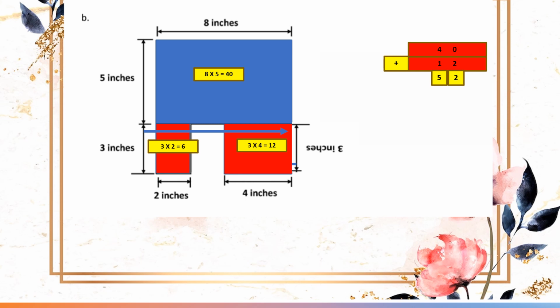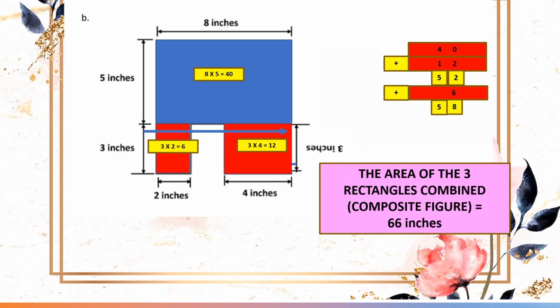All right, so we're not finished because we have to add 40 plus 12 plus 6. We added 40 plus 12. Now we have to add 6. So right now I have an answer of 52, but I have to add 6 more to that. All right, so what's 2 plus 6? And what's 5 plus 0? 5. So that means that the area of the 3 rectangles that are combined, because it's 3 rectangles combined this time, is 66 inches.